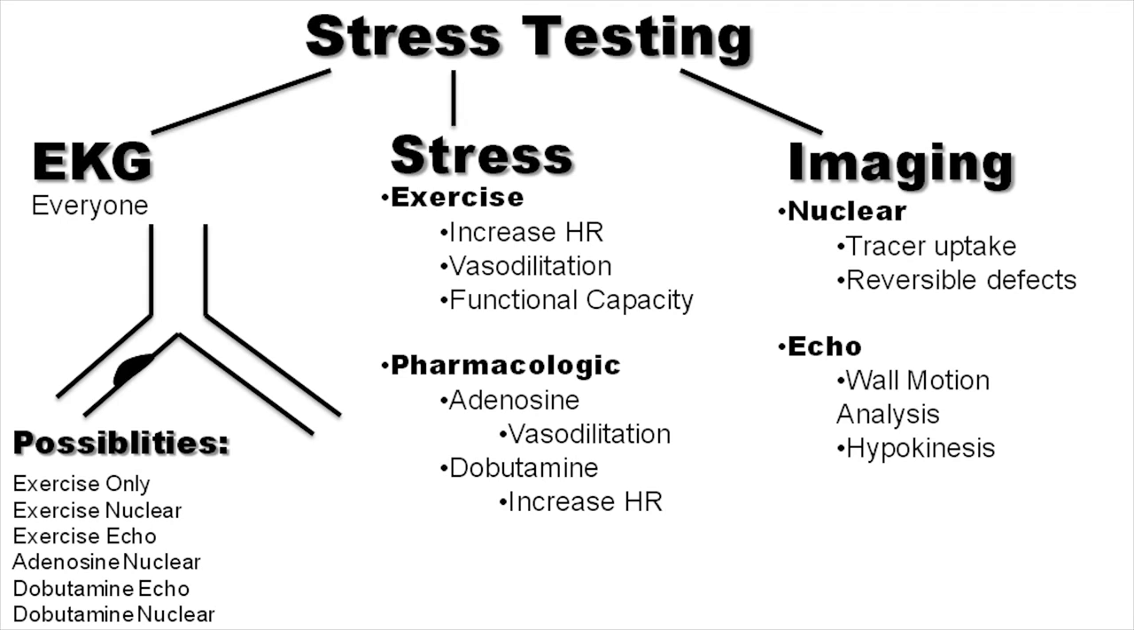And I will say that V5 of all the leads is the one that's the most accurate. The inferior leads actually carry the most false positives. If somebody just has inferior ST depressions, that's more likely a false positive than anything else. So that's a little bit about stress testing.